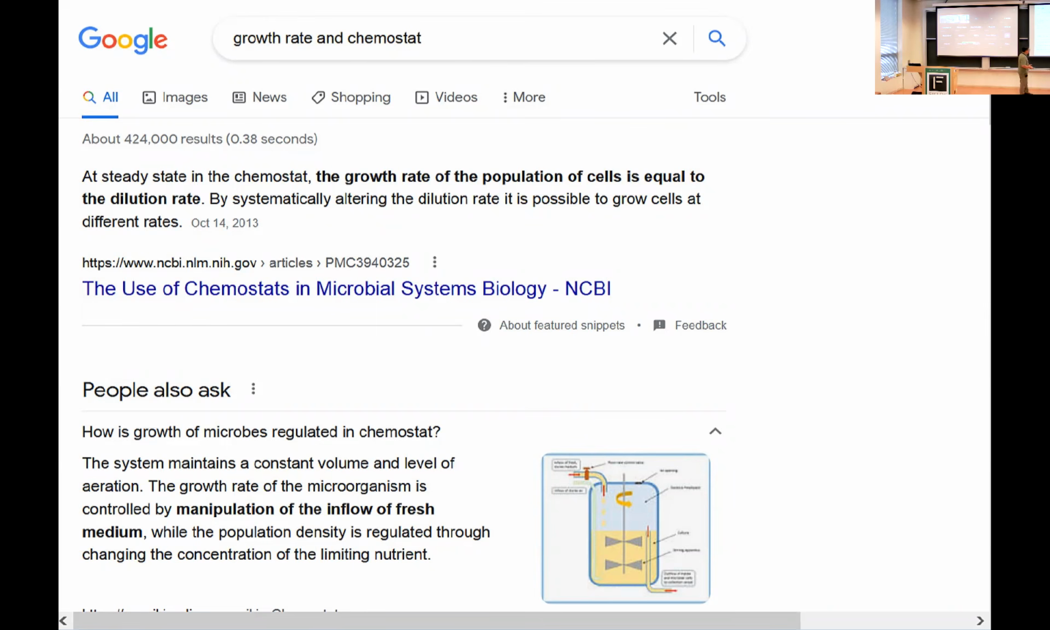So it really makes it very difficult. It's a variable that depends on many things, but also on the density itself. So that makes it very problematic. But anyway, that's what biologists will tell you: you want to know the growth rate? I put in a chemostat, and then you can see that at steady state the growth rate of the population cells is equal to the dilution rate.